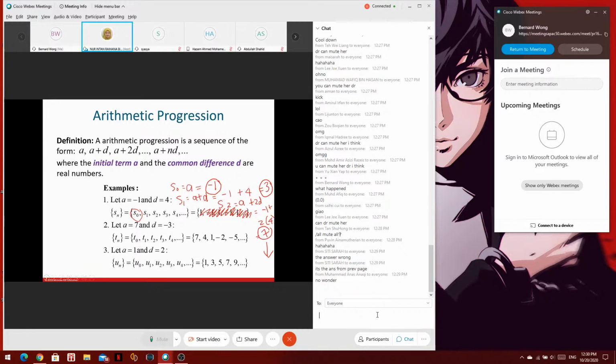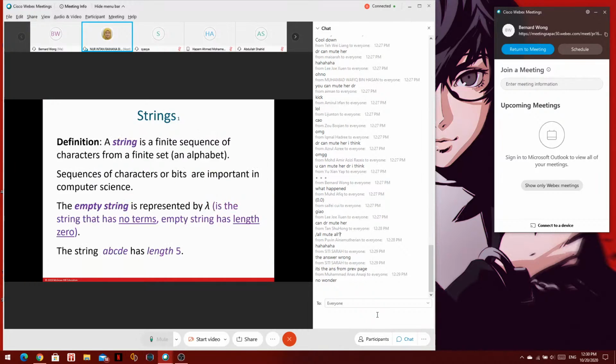Alright, then you can try yourself on example number 2 and number 3. As long as you know how to get the geometric progressions and arithmetic progressions, it is okay. Okay, next, string.